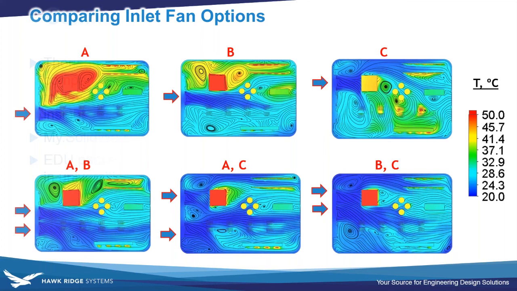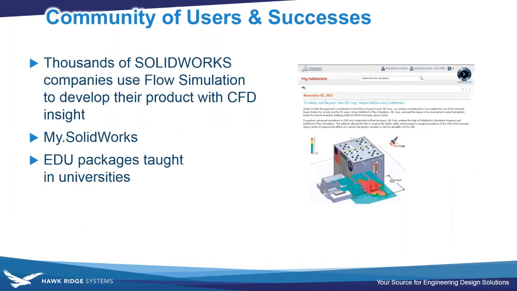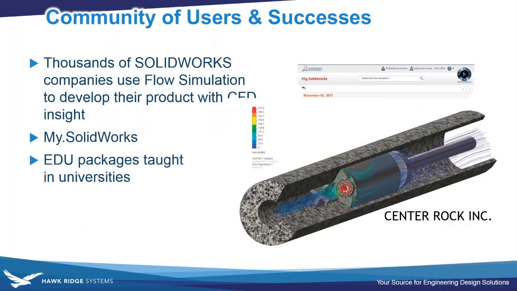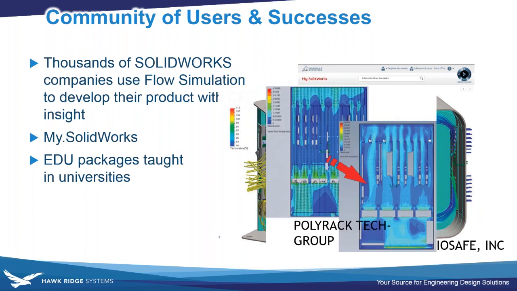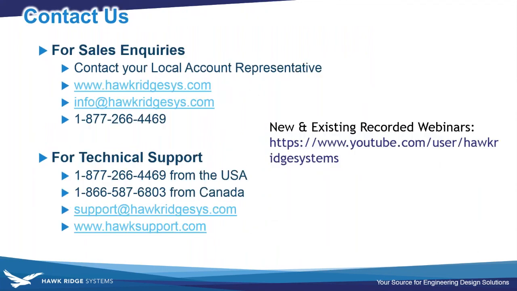And we know that this is a valid solution because we've got a pretty large community of users that have purchased Flow Simulation and regularly use it for this type of a process. Electronics cooling, again, is one of the most common ones. So aside from industrial or energy sector, we've got consumer products like IOSafe and customized high-tech electronic groups like Polyrack.